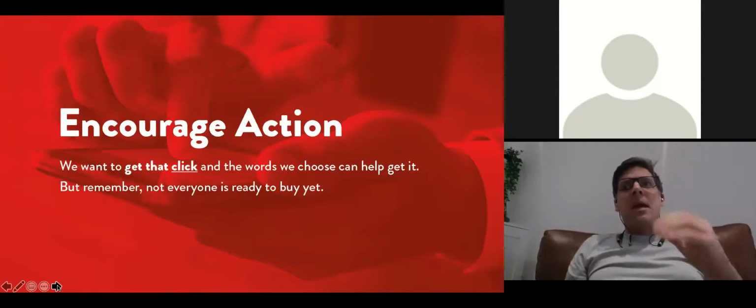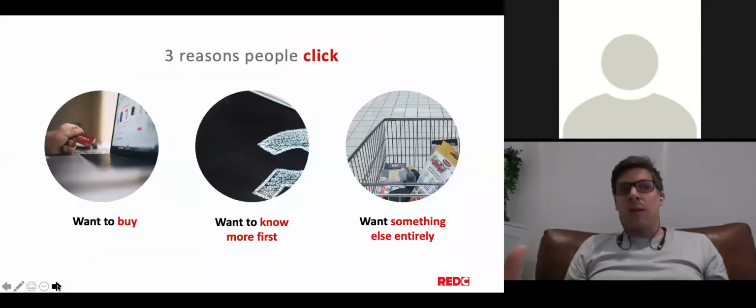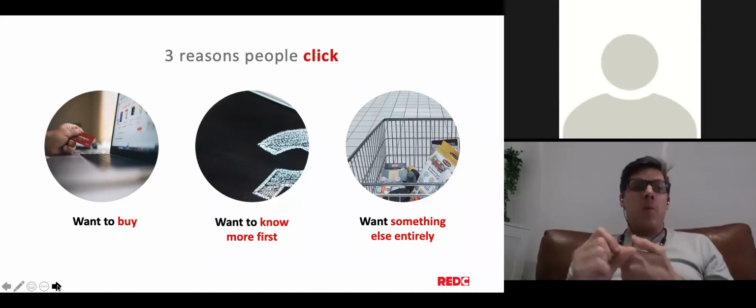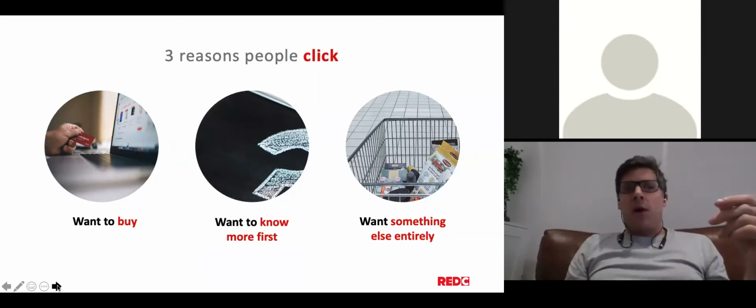The key thing to remember here, what we've learned about this over the years, is that it's really important to understand that not everybody is ready to buy immediately, as much as you'd like them to be. So essentially, we break it down like this. There are 3 reasons that people will click on the email. Firstly, they want to buy. Secondly, they want to know a bit more first before they buy. And thirdly, they want to do something else entirely.